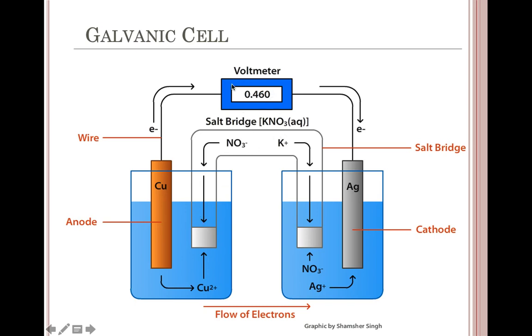In effect, the transfer of electrons creates voltage by having current travel through over a certain amount of time, and we make a certain amount of volts. In a galvanic cell, the volts will be positive, and we'll talk about how we can calculate that a little later this week.